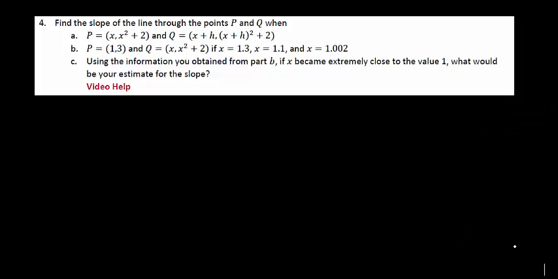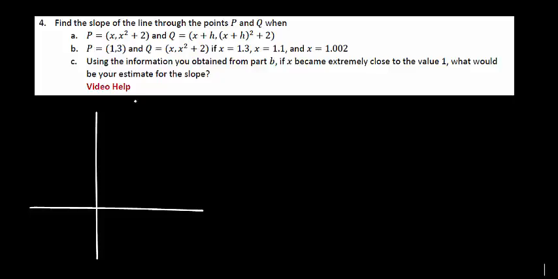Okay, our job in part 4a is to determine the slope through the points P and Q. You can just do this algebraically, but what's more important is for you to understand what's going on. What's the point of all this?